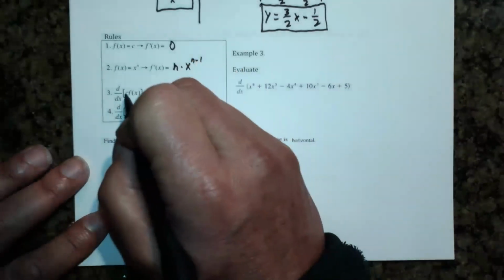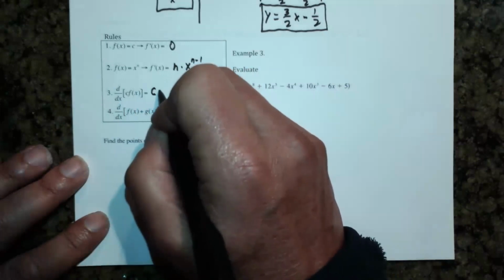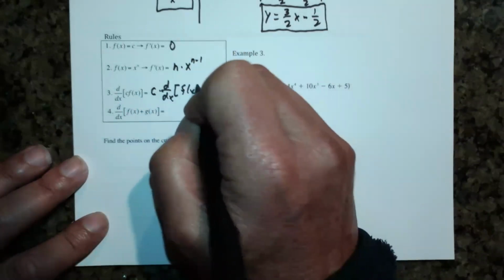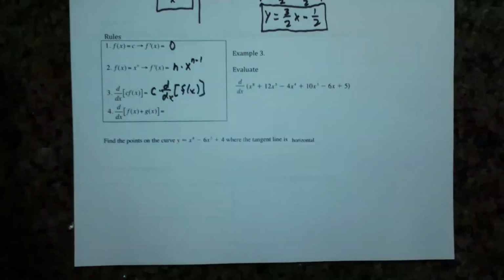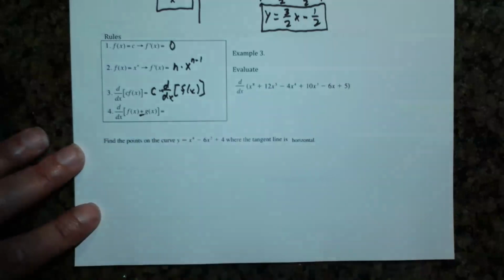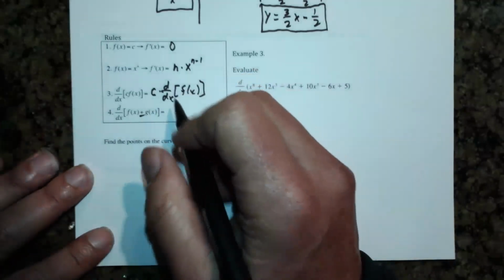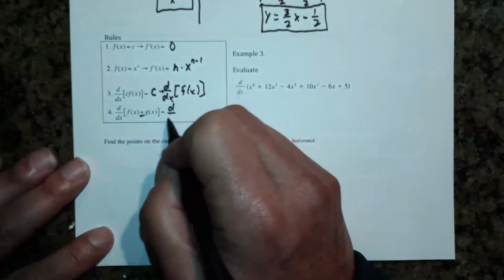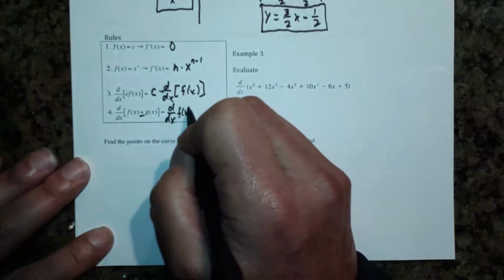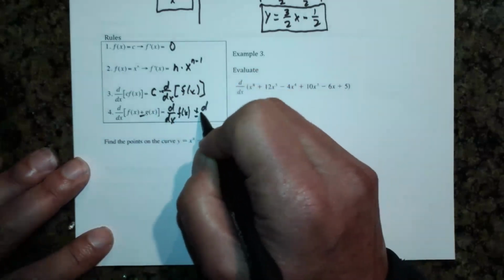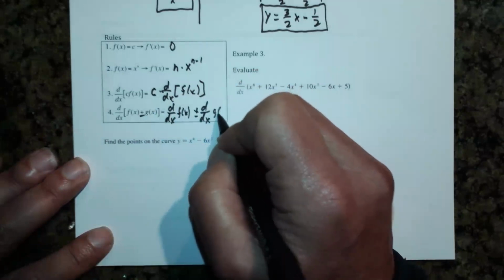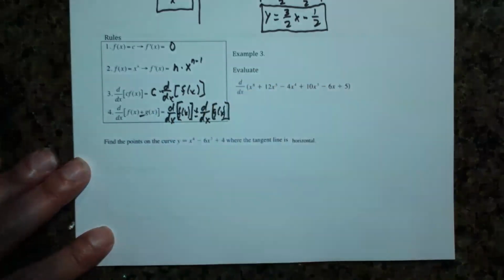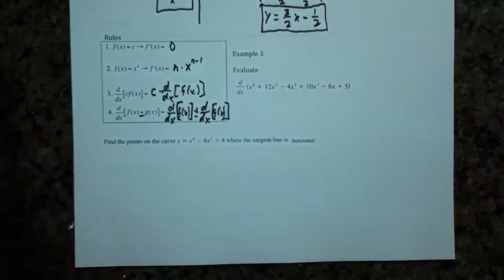Now the third one, if I have a constant times a function, I can actually take that constant outside of the derivative. And I'm going to change this fourth one a little bit. It says plus, I'm going to make it plus or minus. Well, this is going to become the derivative with respect to x of f of x plus or minus the derivative with respect to x of g of x, meaning we can break them up when we do that.